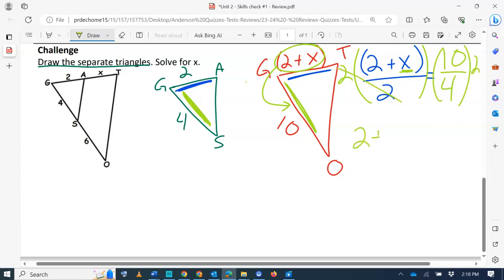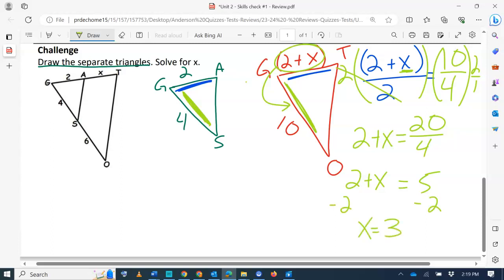We're left with 2 plus x is equal to this whole math stuff. So when we multiply fractions, we go straight across. We do 10 times 2, which is 20, over 4. We can divide this into a calculator, and we get 5. And then we have 2 plus x on the left side. The last step is to subtract 2 from both sides, and we get x is equal to 3. And we're done.